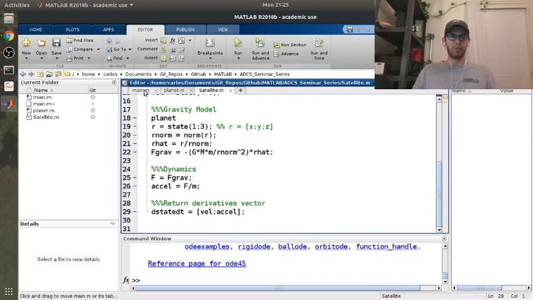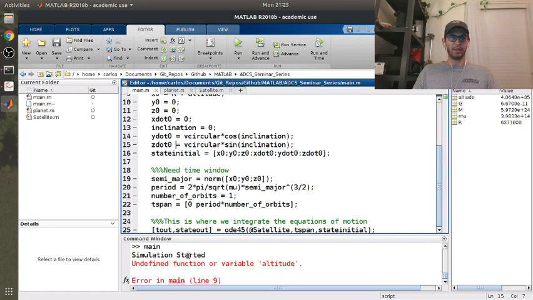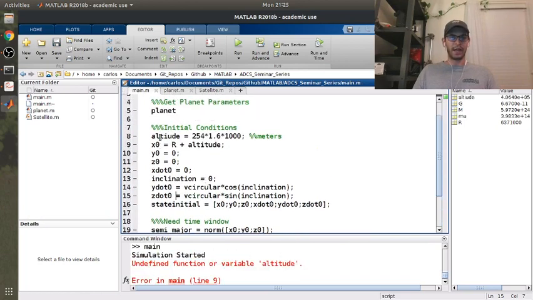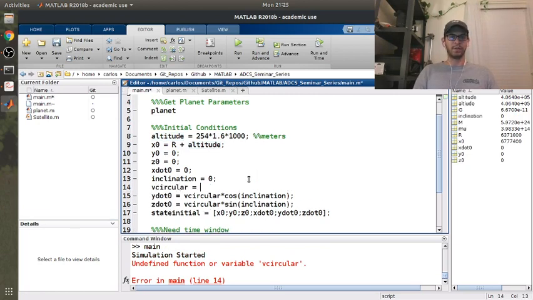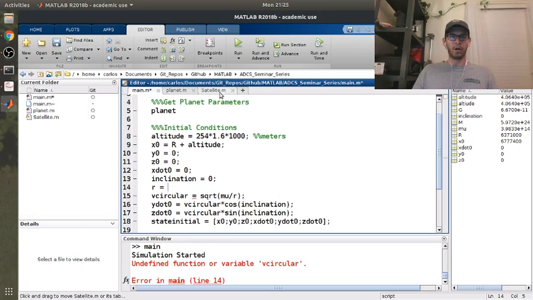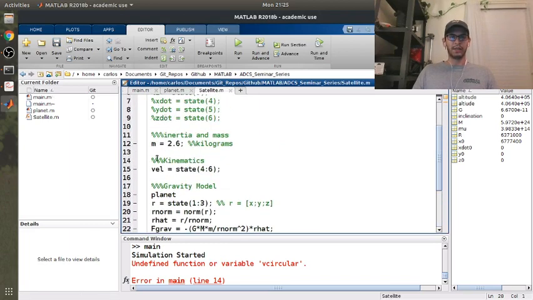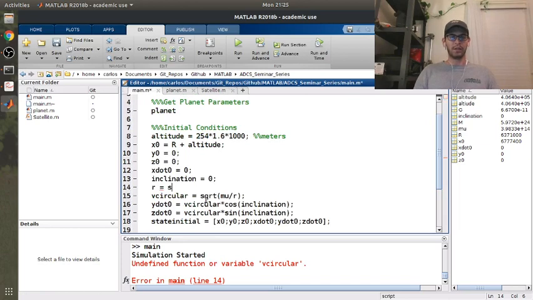So let's see if this code runs. Let's hit an F5 here. And it says undefined function or variable altitude, because 9 times out of 10, it's a typo. Okay? Undefined function or variable, v circular, right? So v circular, remember, is from the equations, it's square root of mu over r. So square root of mu over r. Remember, r is defined in here, but it is not defined over here. So I need to do the square root of, no. I can do the norm of x0, y0, z0.